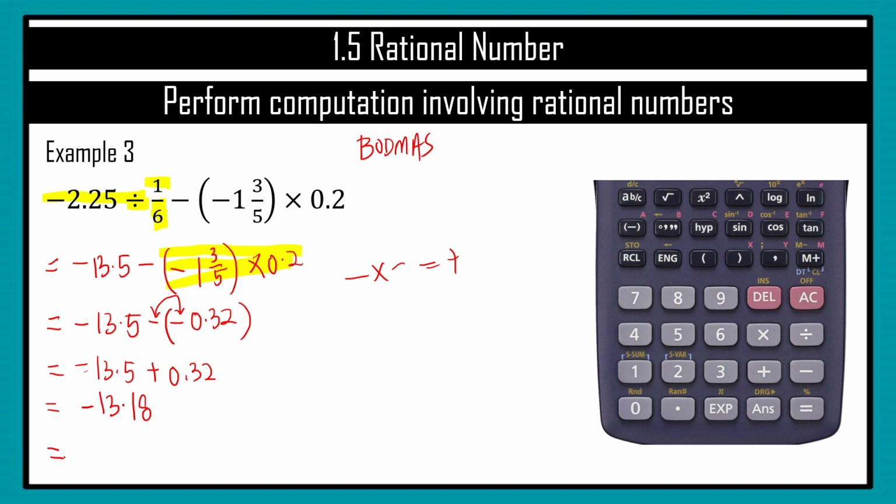Remember, we are learning rational numbers, so I'm going to write the final answer in fraction. So negative 659 over 50. You can leave your answer as this.